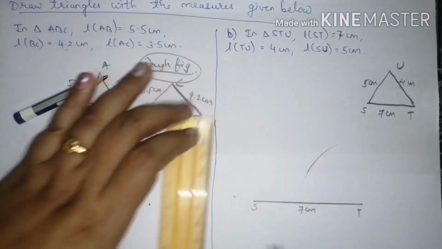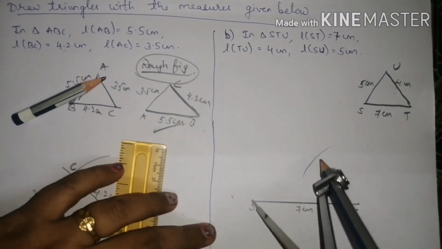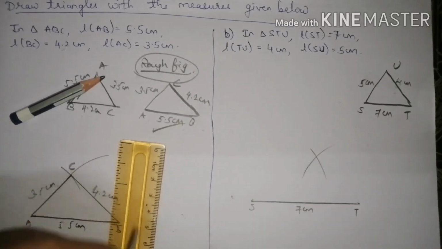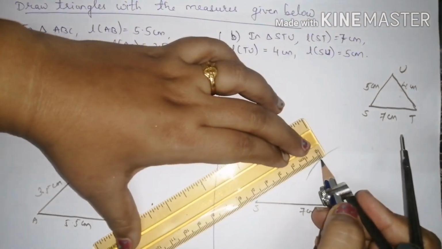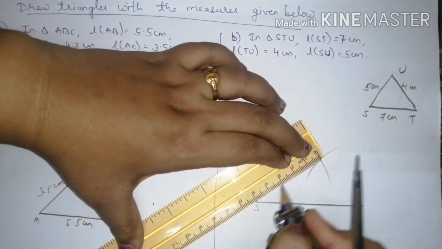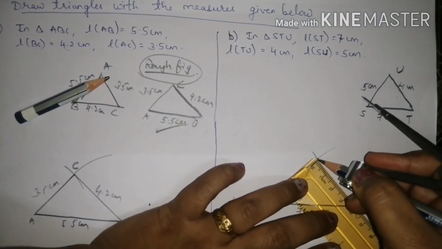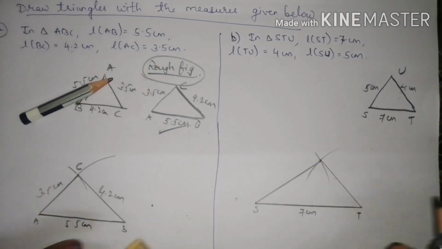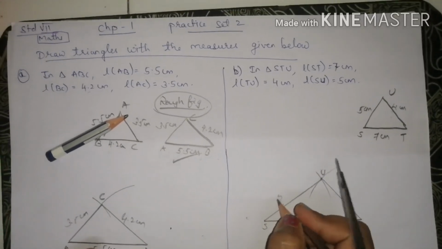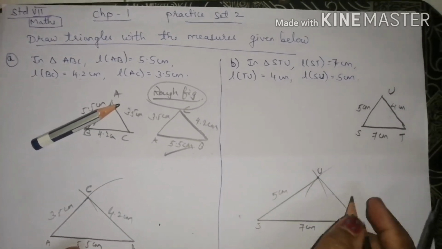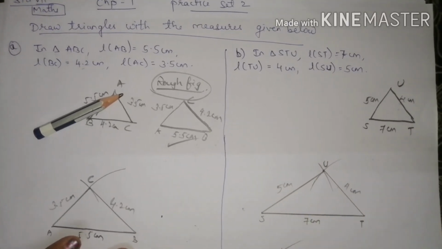Is it okay? 5 centimeter. Then keep it on S, cut that arc. Now join these two sides of the triangle. SU is 5 centimeter and here U is 4 centimeter. Here the name of the vertex is U. So SU was 5 centimeter and TU was 4 centimeter. So this is your final figure.